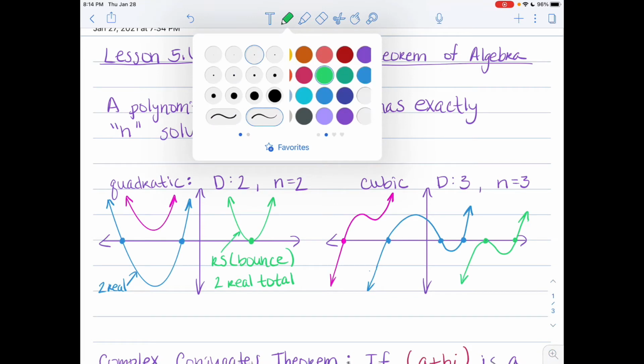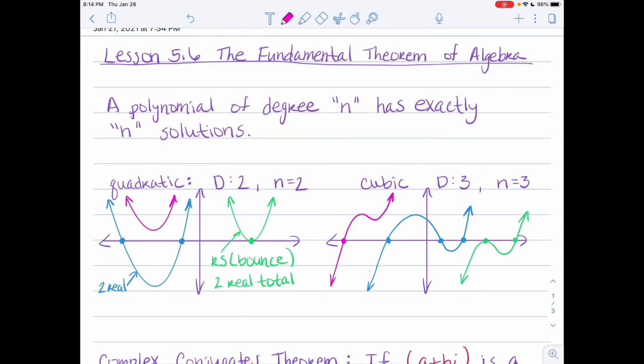And then finally, for the pink, it doesn't cross the x-axis at all. So that means that it is 2 imaginary solutions. So in every case, we have to have 2 solutions, but they can be 2 solutions that are different, 2 that are the same, or 2 imaginary.